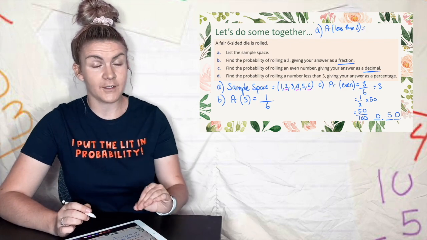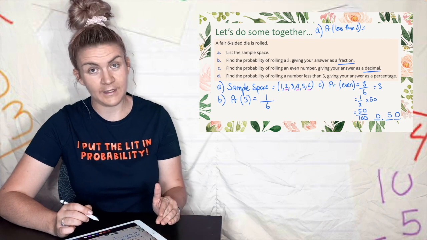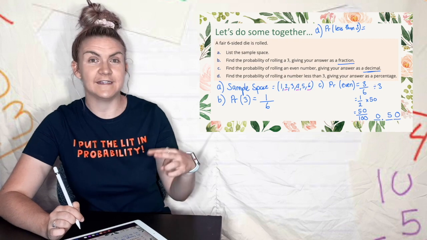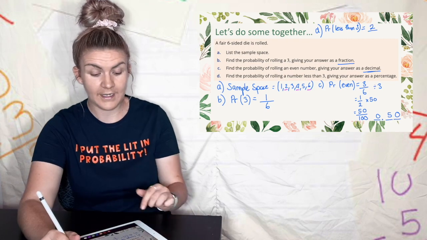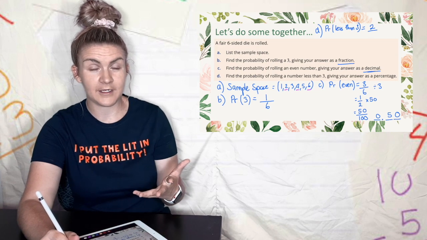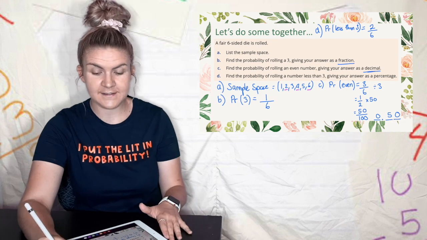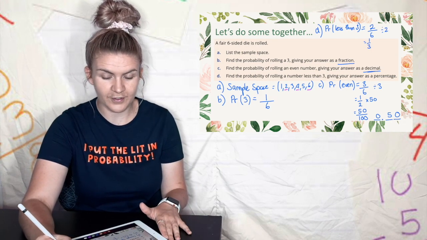Now I'm going to look at my sample space. How many options do I have less than 3? Well, I have the number 1 and the number 2. I'm not going to include the number 3 because it says less than 3. So I have 2 options in my numerator. And now look, my total number of outcomes is still the same. I still have 6 outcomes. So it's 2/6. I'm going to divide by 2 to give me 1/3.